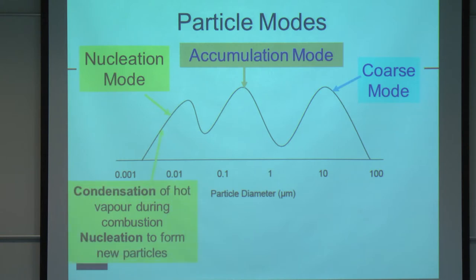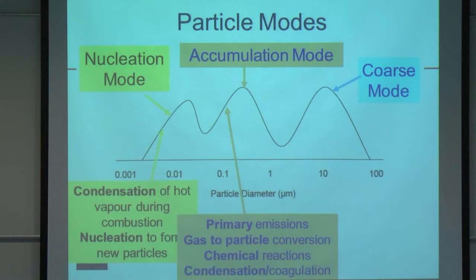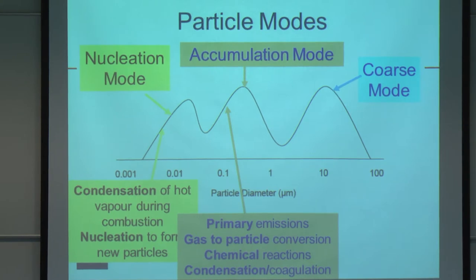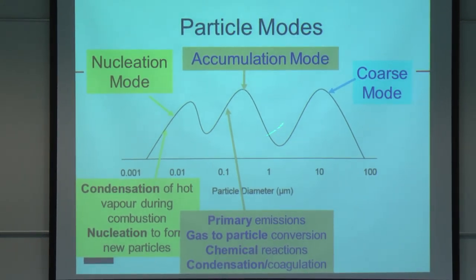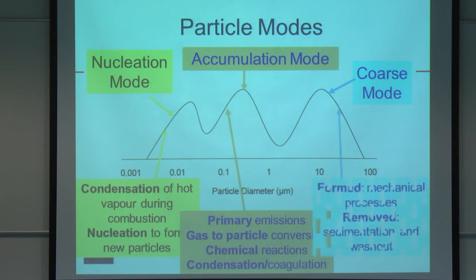And here are the particles from condensation of hot vapor during combustion, nucleation of particles. Here, on the one hand, we've got the primary emissions like soot from combustion, but also gas to particle reactions, chemical reactions, condensation, coagulation. It is just a sink for everything, and particularly for what's happening here. And finally, the coarse particles, so there are many mechanical processes.